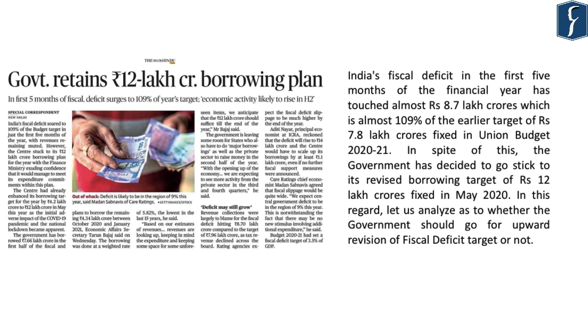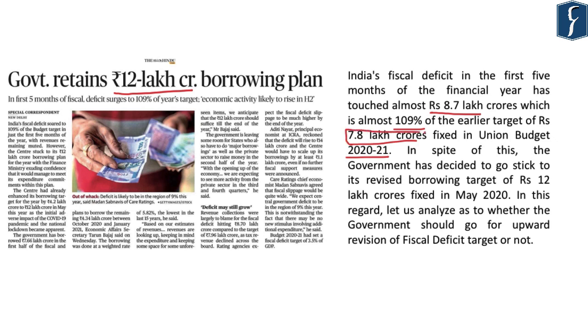Now let's do this article from page number 14. Government retains rupees 12 lakh crore borrowing plan. See, the thing is, during the course of 5 months of this fiscal year, fiscal deficit already touched around 8.7 lakh crore. This is 109% of 7.8 lakh crore that was initially decided in the budget of 2021.